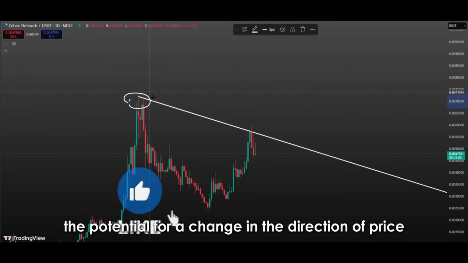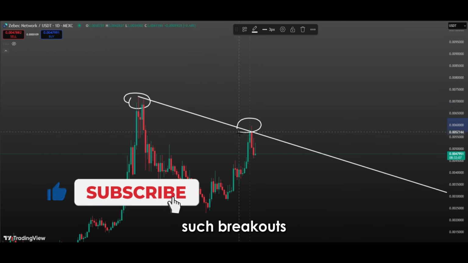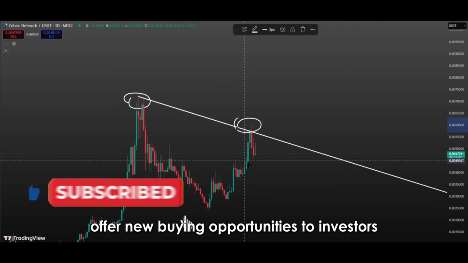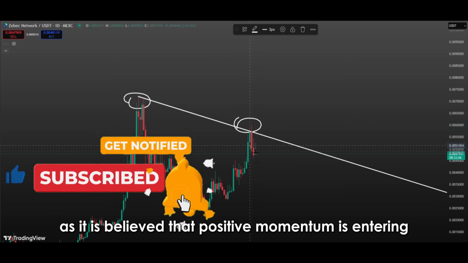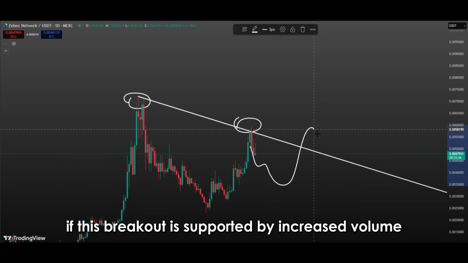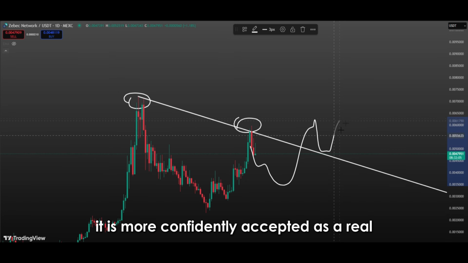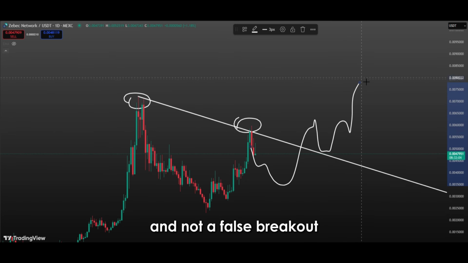At this point, the potential for a change in the direction of price movements is quite high. Such breakouts offer new buying opportunities to investors, as it is believed that positive momentum is entering the market. Especially if this breakout is supported by increased volume, meaning a high amount of trading activity, it is more confidently accepted as a real and not a false breakout.